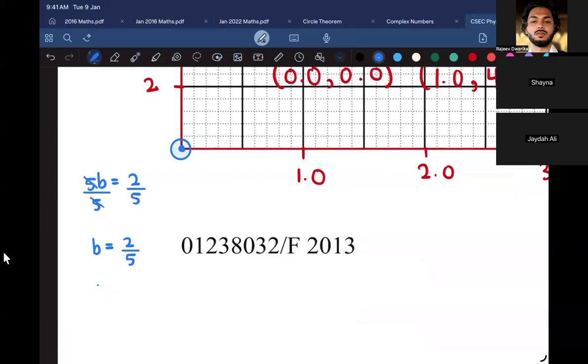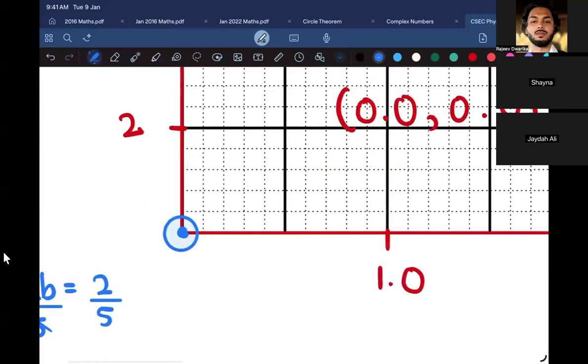So what is 2 over 5 as a decimal? 0.4. Cool. So if that's the case, then this would be 0.4. This would be what? 0.8, 1.2, right? So on and so forth, 1.6 and then 2.